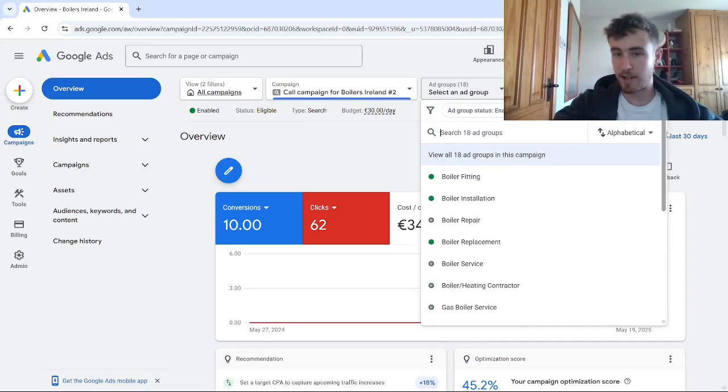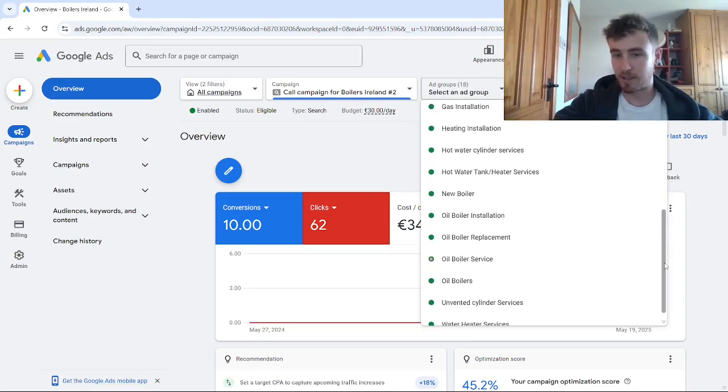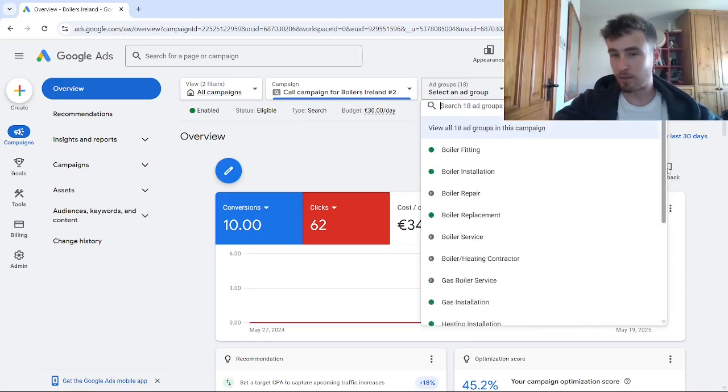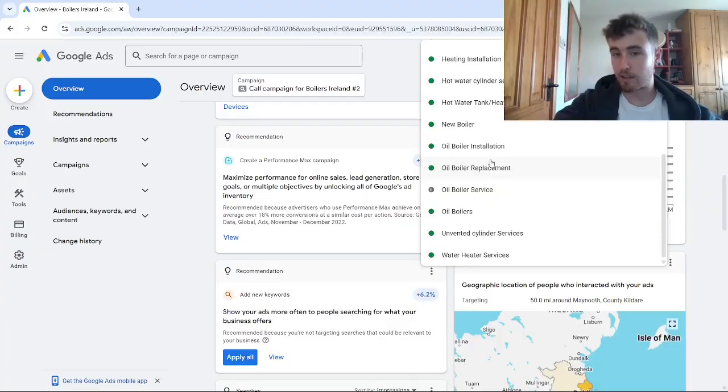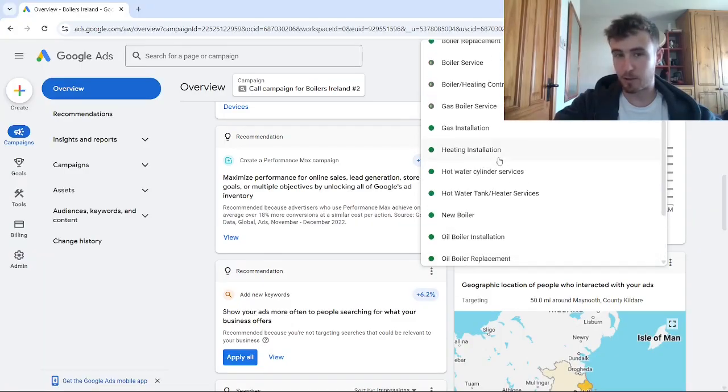We could have easily made, for example, just one main boiler installation ad group and thrown all of our keywords in there. But we wanted to make sure that the keywords in each ad group were all highly related to one another. So, for example, we split up boiler installation from heating installation, and that allowed us to have much more relevant ads for each. If someone looks for heating installation, they'll see an ad that says heating installation and then be brought to a specific landing page that says heating installation. The idea is that their conversion rates are going to be a lot higher than if we just grouped everything together inside the one ad group.